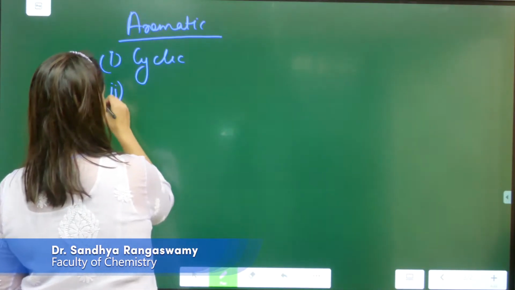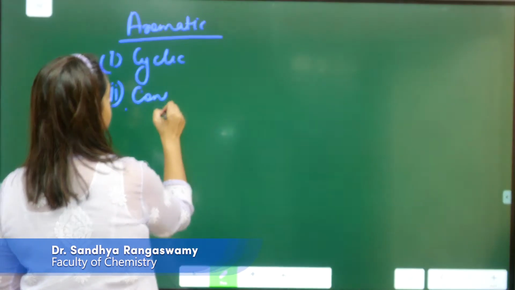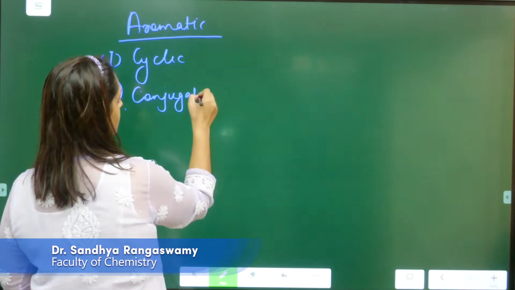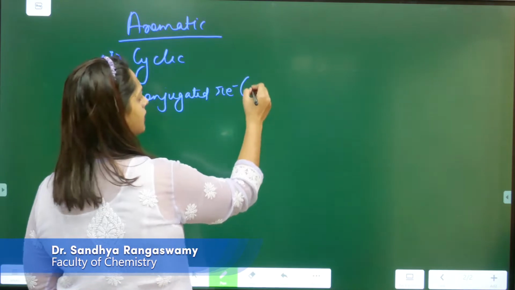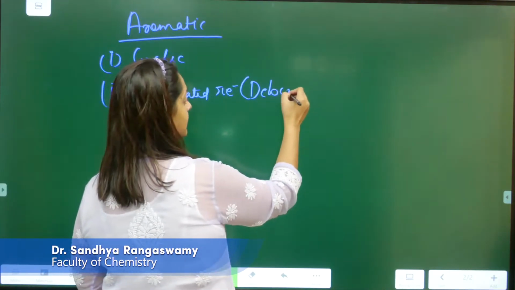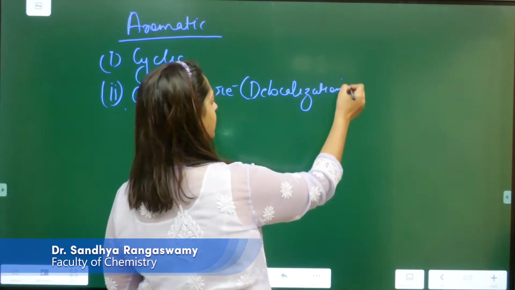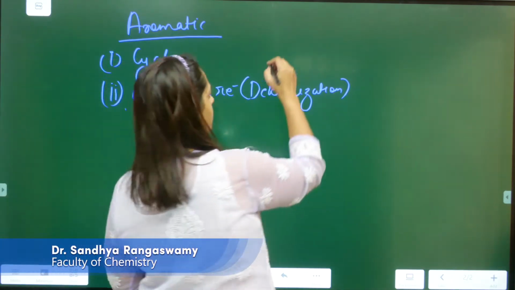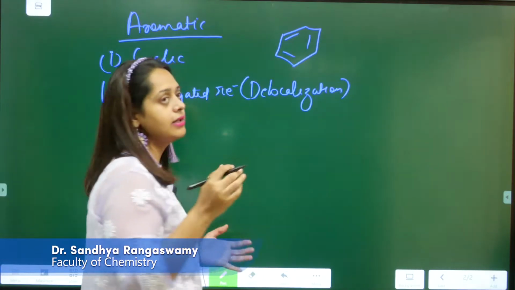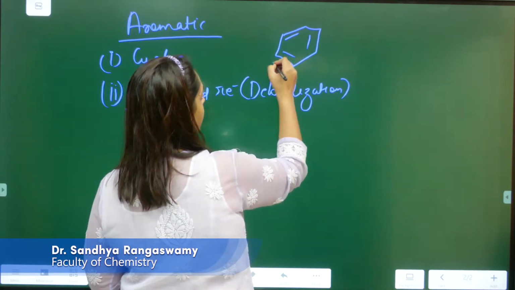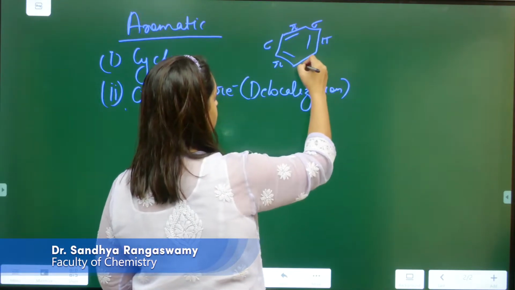What is the second condition for a compound to be aromatic? It should have a conjugated pi-electron system. Pi-electron system is also referred to by the name delocalization. Let me try to explain the delocalization and conjugation with the help of the benzene ring itself. In the benzene ring, there are alternating pi and sigma bonds. So this is my pi bond, this is my sigma bond, this is my pi bond, this is my sigma bond, this is my pi bond, and this is my sigma bond.